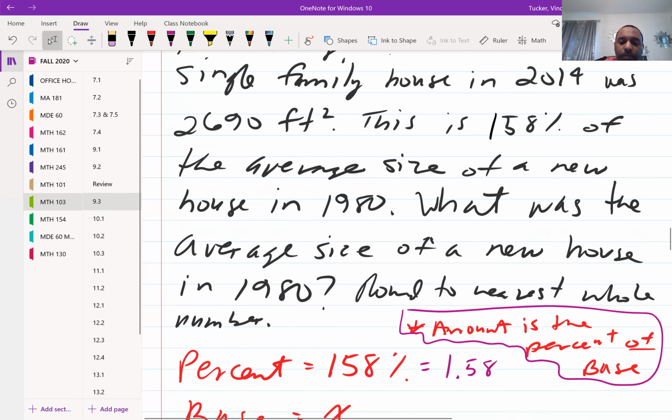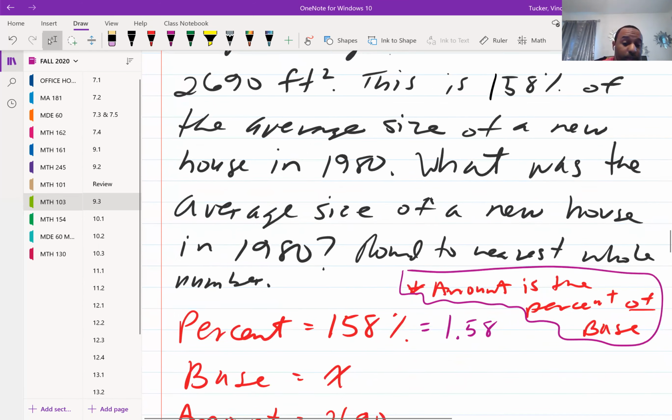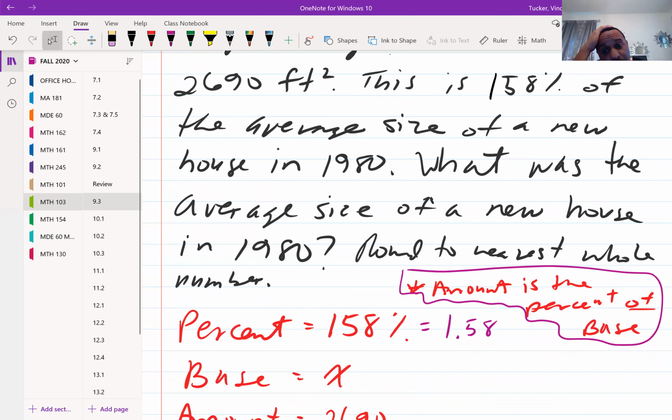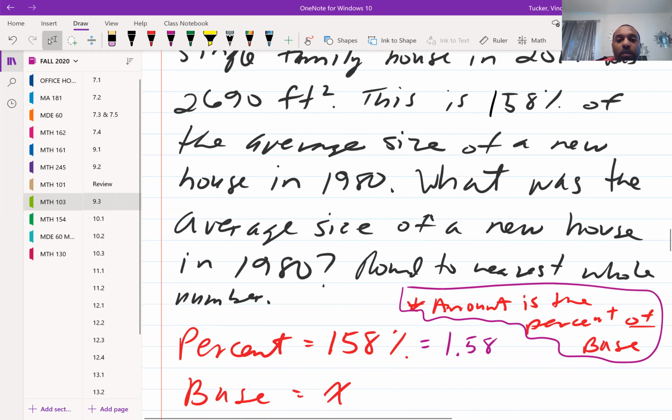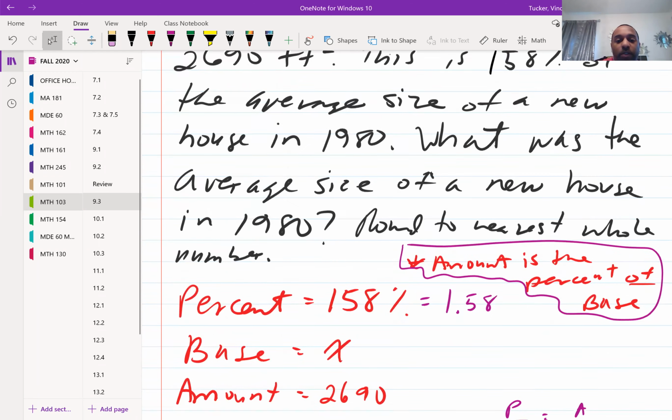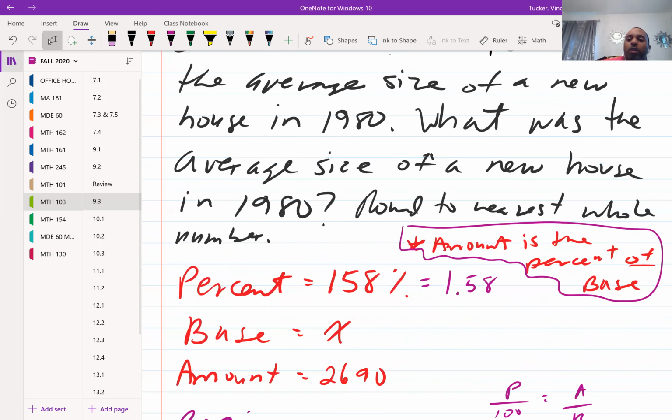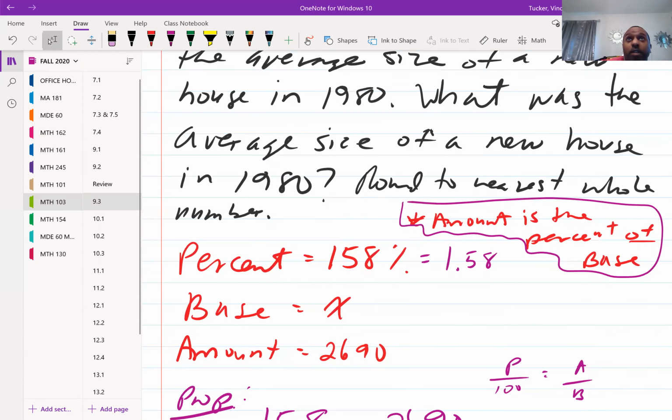All right. So when we look at the percent, that's 158%. We want to write that as a decimal, that's 1.58. Now, when we look at what we have here, we have 2,690 feet squared is 158% of the average size. And it says, what was the average size of a house? Your amount is always going to be the percent of the base. That means, and "of" mathematically is always multiplication.